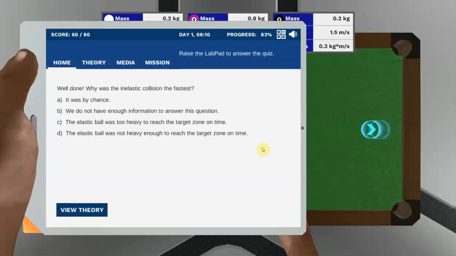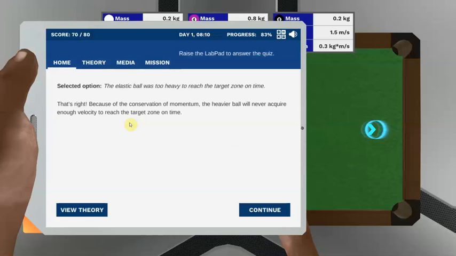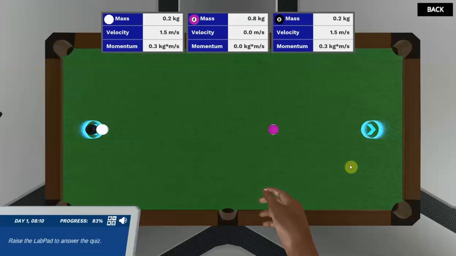Well done! Why was the inelastic collision the fastest? That's right. Because of the conservation of momentum, the heavier ball will never acquire enough velocity to reach the target zone on time. Now let's learn something more about completely inelastic collisions by replying to one last question.